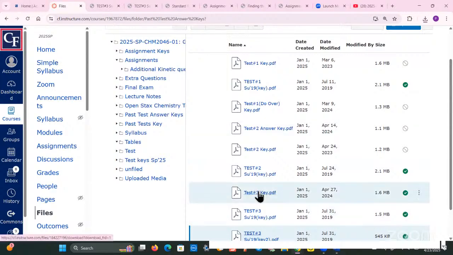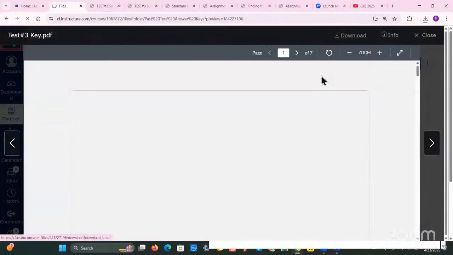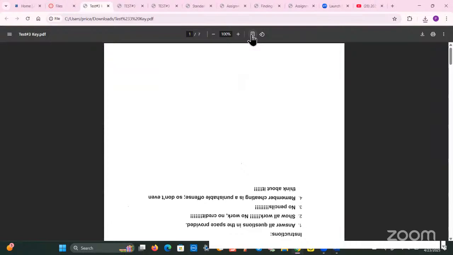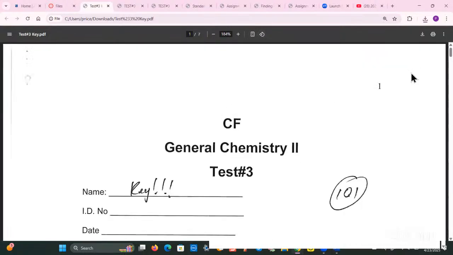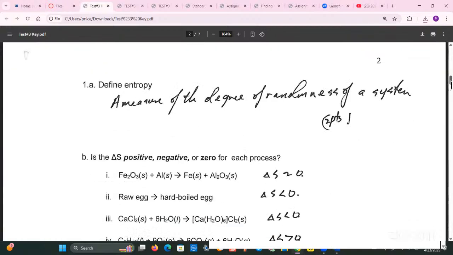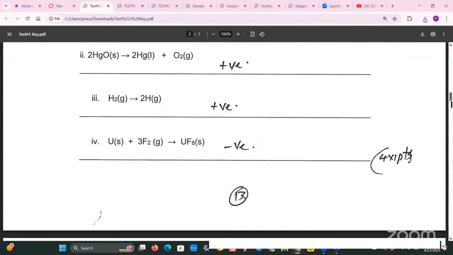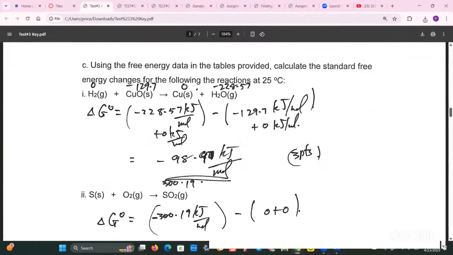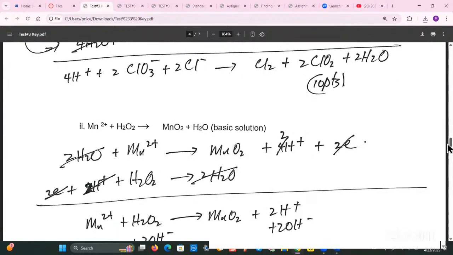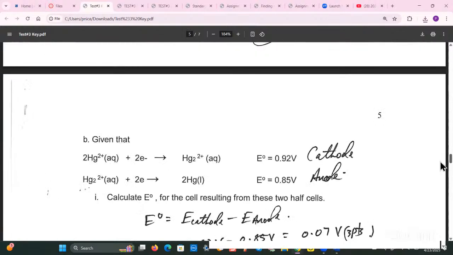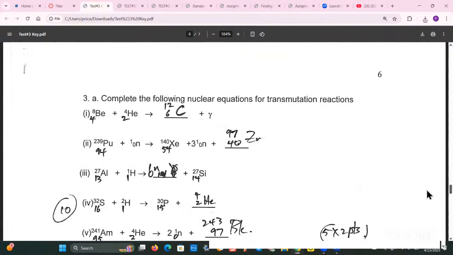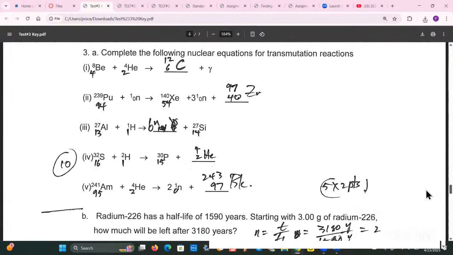Let me check out this one here. This is another test number 3 answer key. Let me see what this one has in store. Oh, it's upside down. Okay, thermodynamics, entropy. So I would review this as well. Free energy, balancing redox equations in both basic and acidic conditions. And electrochemistry, standard EMF, electrolysis, yep. Well, nuclear chemistry, no. That would be the final, however.